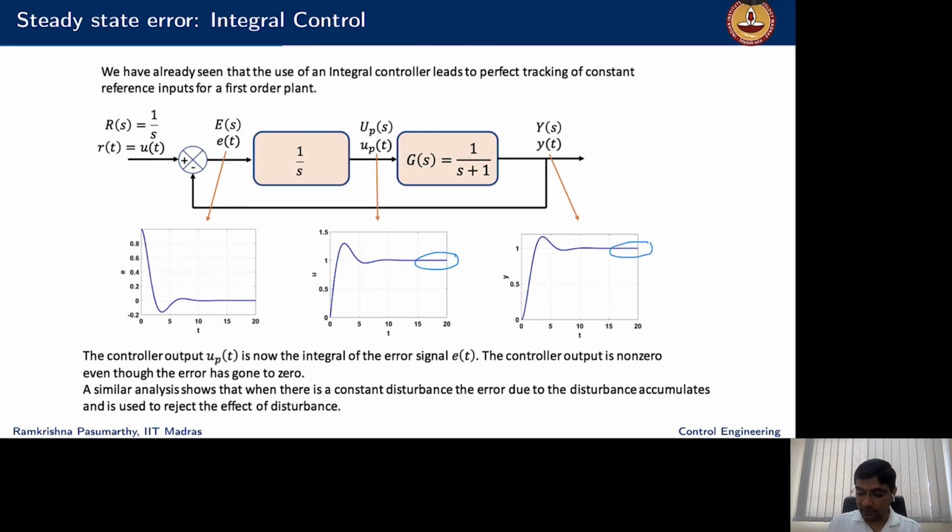Okay, so we have already seen this, right? Now I'm looking at a type 0 system. We added a controller of the form 1 over s, and we have seen that the use of integral control makes a type 0 system into a type 1 system, and it results in perfect tracking of reference inputs for a first order plant. So the control input now is the integral of this error signal.